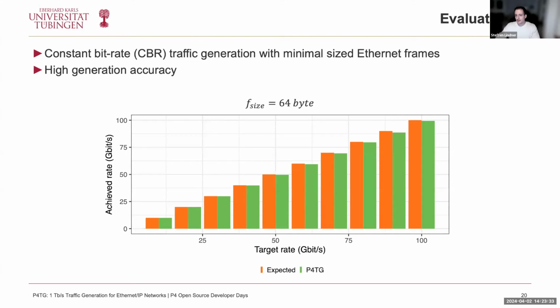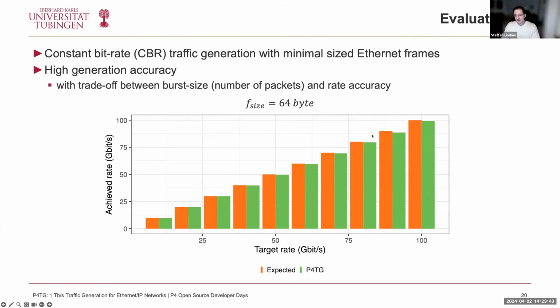And what we can see here is that we have quite a high generation accuracy. It's typically in the order of 99%, but we have sometimes small deviations. And this small deviation is actually wanted because we want to have a trade-off between the burst size that we generate, so the number of packets that are sent back to back, and how accurate our rate is. Too large bursts may be difficult for other networking equipment. That's why we want to limit the burst size.